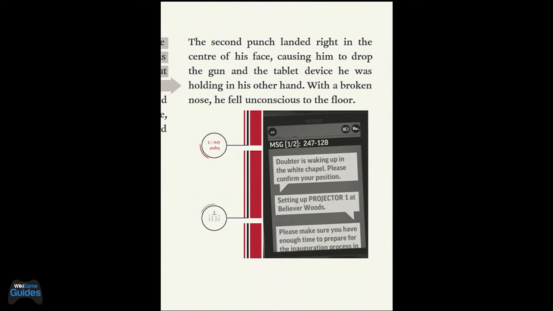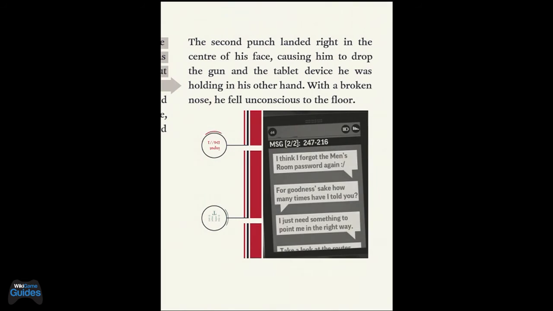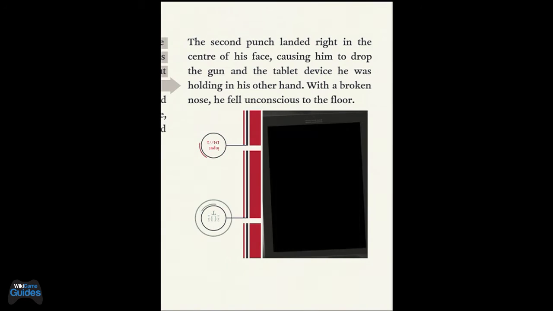Here it shows that this guy has been watching you the entire time, that you're waking up in the Whitechapel, and please confirm their position. And then here it says, "I think I forgot the men's room password again." The person who replies says, "For goodness sake, how many times have I told you?" And he says, "I just need something to point me in the right way." He says, "Take a look at the routes," but that's cut off. It doesn't give a full solution. So the routes would probably, more than likely, be in the map.